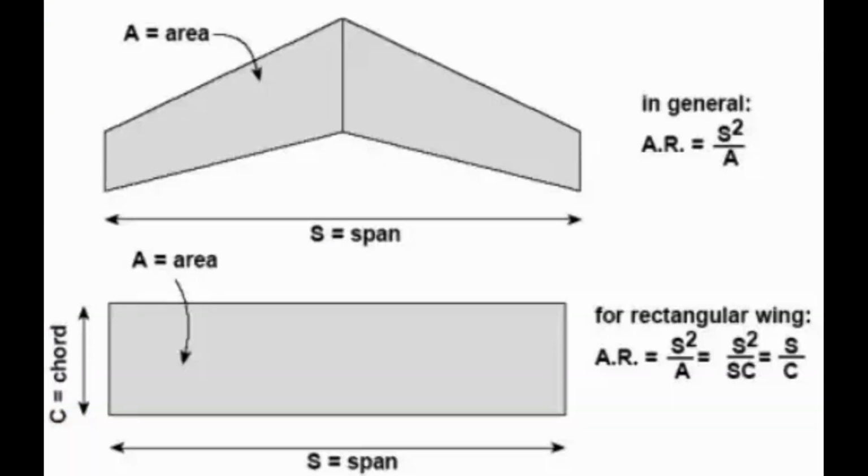The area of the wing is something you already know. Now there is something called aspect ratio. Aspect ratio of the wing is the length of the wing, the entire wing span, divided by the chord line. The chord line is from the leading edge of the wing to the trailing edge of the wing. That is called aspect ratio.